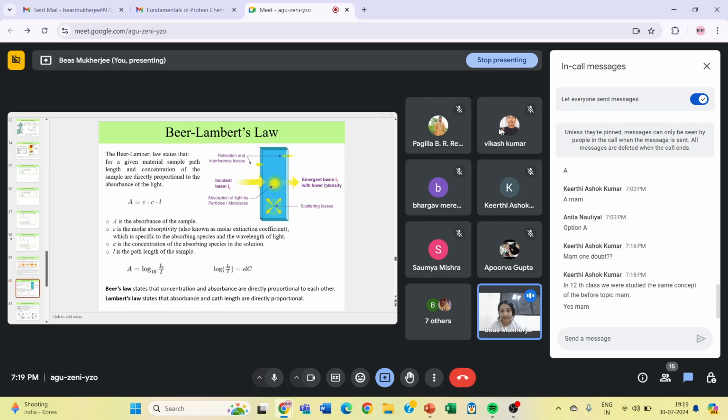Beer's law states that the concentration and absorbance are directly proportional to each other. Lambert's law states that absorbance and the path length are directly proportional to each other. So if you make the light pass through a sample of higher concentration and a longer path length, then more of the light will be absorbed.